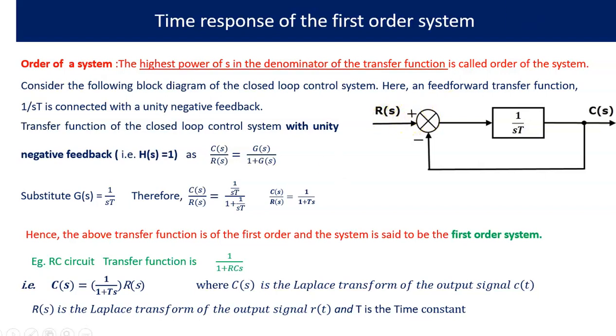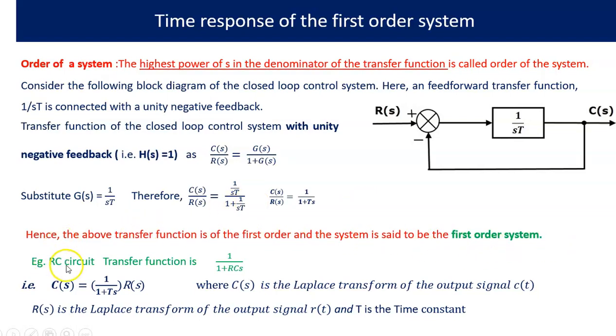Now consider this block diagram. In the forward path, let the transfer function be 1 by sT. So C of s by R of s is equal to, by using this formula, G of s divided by 1 plus G of s H of s. H of s is equal to 1 in this case, and G of s is equal to 1 by sT. Simplifying, we get C of s by R of s is equal to 1 by 1 plus Ts. Hence, this transfer function is of the first order, and the system is said to be a first order system. In 1 plus Ts, the highest power is 1. Therefore, it is called a first order system.